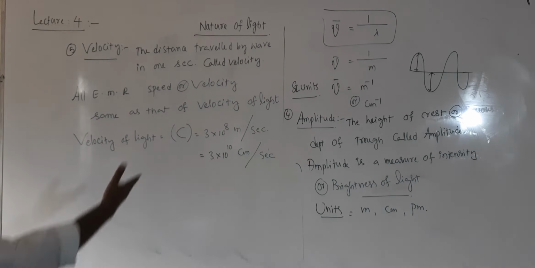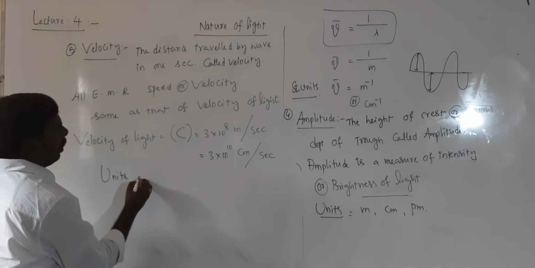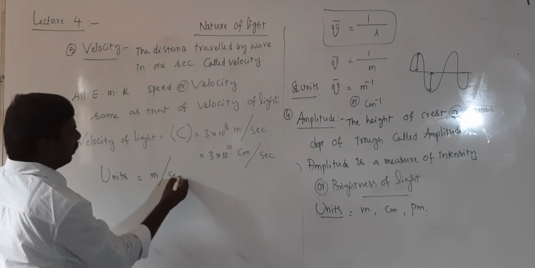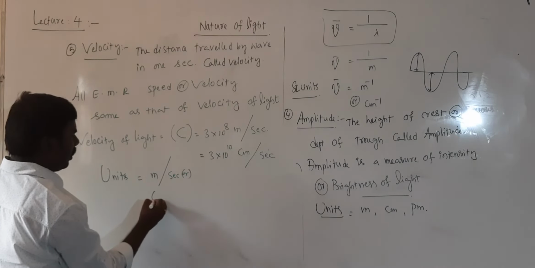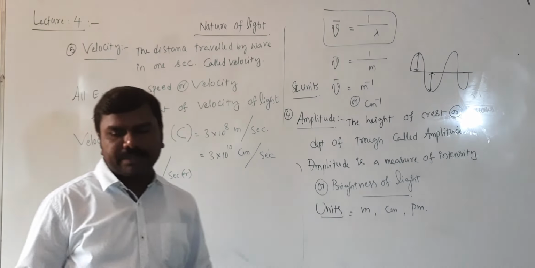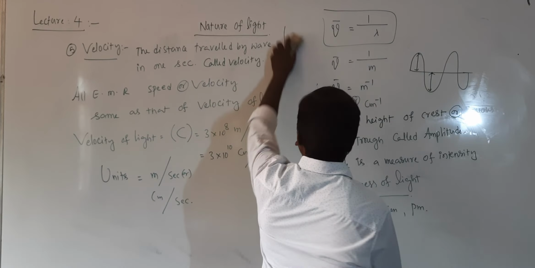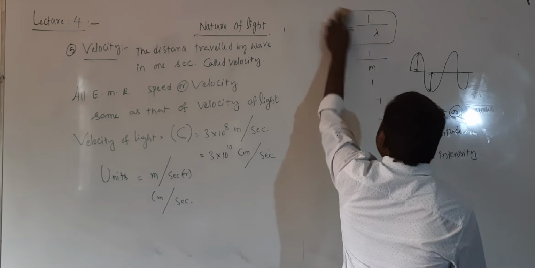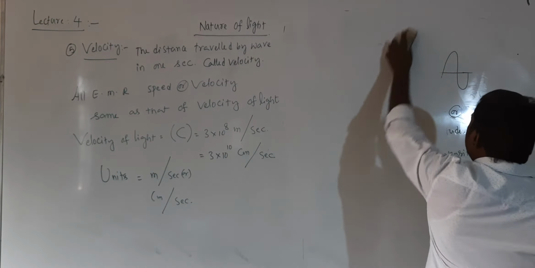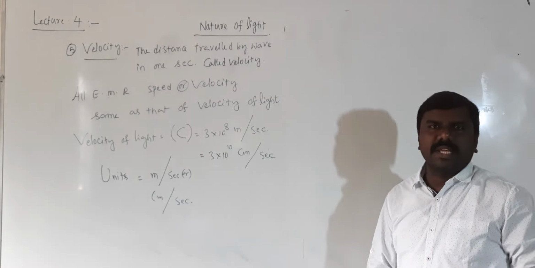The units, as I wrote already, are meter per second, otherwise centimeter per second. So these are the units. Next, time period: it means the time required for completion of one cycle.